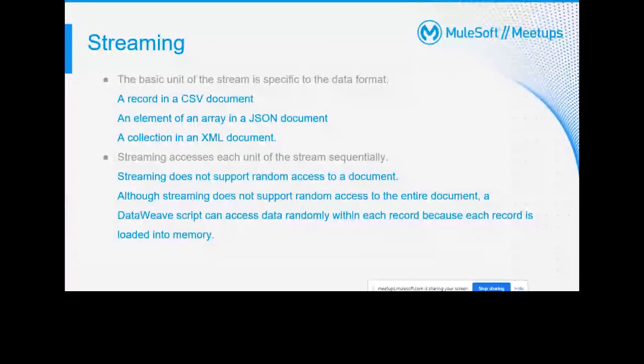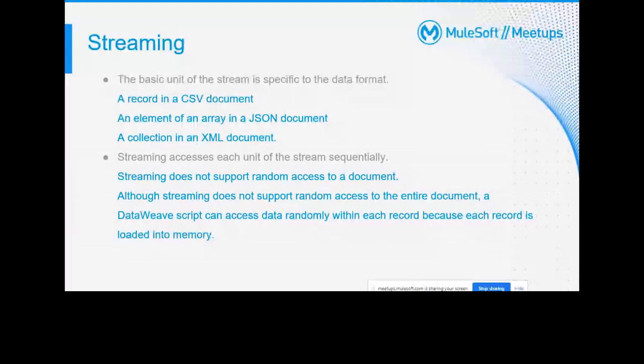Although streaming does not support random access to the entire document, a DataWeave script can access data randomly within each record because each record is loaded into memory. It means you can't access record 2 before record 1, but within record 1 you can access the fields. Like if record 1 consists of ID, name, gender, you can access gender first and then ID, because record 1 is loaded into memory.